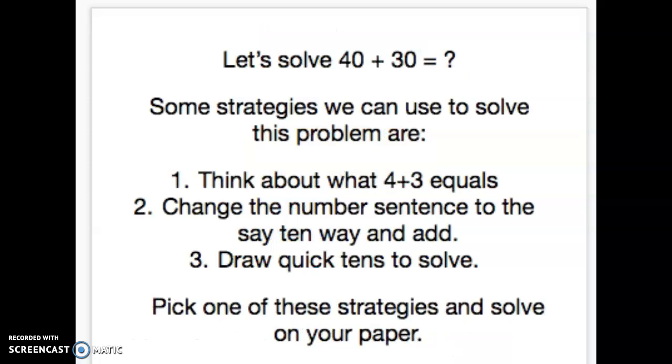Let's solve 40 plus 30. Some strategies we can use to solve this problem are: number 1, think about what 4 plus 3 equals. Number 2, change the number sentence to the say 10 way and add. Or number 3, draw quick tens to solve. Pick one of these 3 strategies and solve it on your paper.